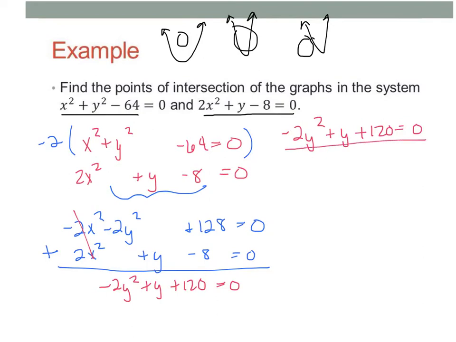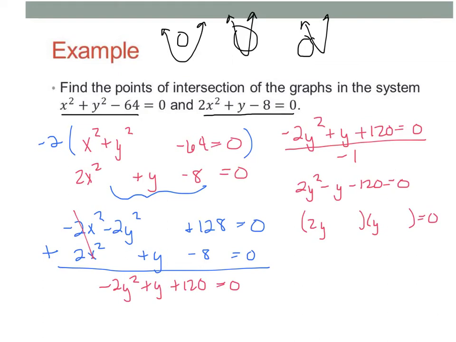I'm going to try to factor this, but the first thing I'm going to do is divide by negative 1 to make this a positive, a negative, a negative. You don't want to factor with a leading coefficient that's negative. And it's going to be 2y and y. And I need factors of 120.